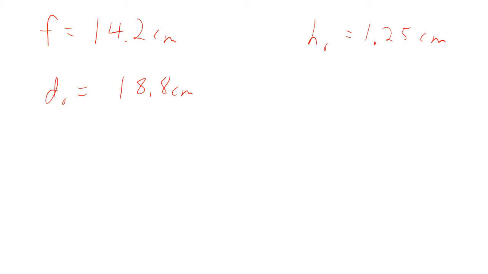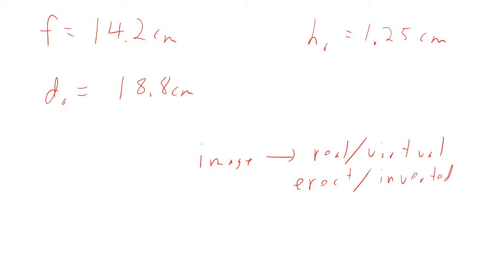So for the characteristics of the image, I want to know, is it real or virtual? I want to know, is it upright or inverted? Or we would sometimes say erect or inverted. I want to know the size of it, so that would be HI. And then I would know the position, so the position would be DI. Okay.